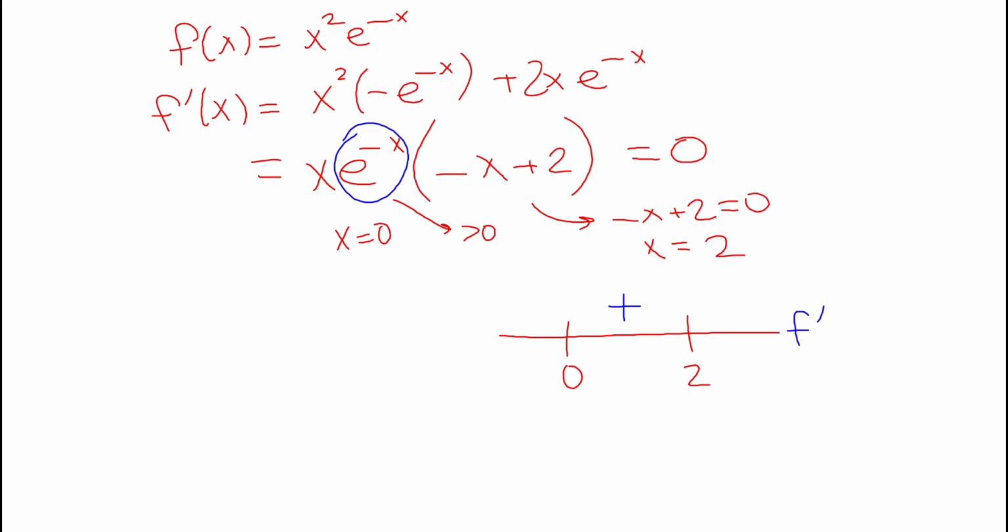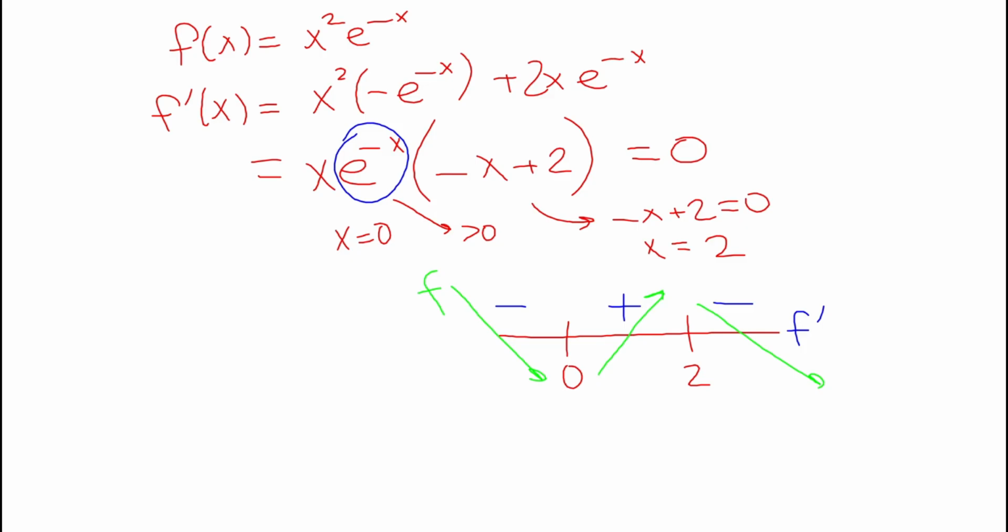If we plug in a negative number, we get a negative for the x, but a positive for negative x plus 2, so that's negative. And if we plug in something like 1,000,000, we get a positive times a negative, which is a negative. That tells us that our function decreases, then increases, and then decreases again. So we have a local minimum at 0, and we have a local maximum at 2.